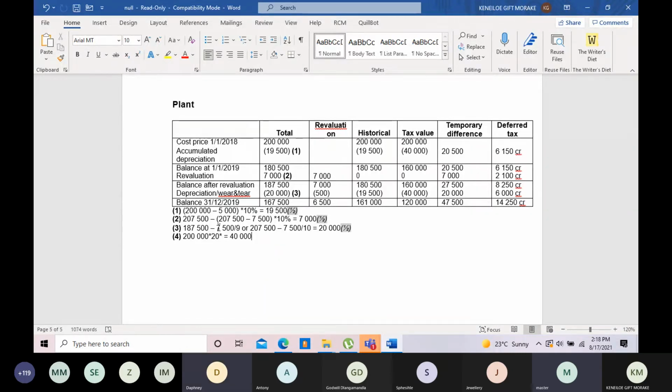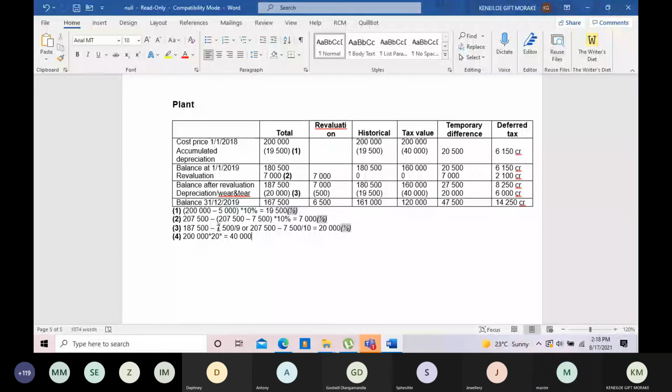Let me say this slowly. Thank you so much, sir. Now I understand. You take 187,500, which you got by saying 207,500 minus 20,000. Then you subtract the beginning balance of 180,500, and you're going to get 7,000. That one is clear now.